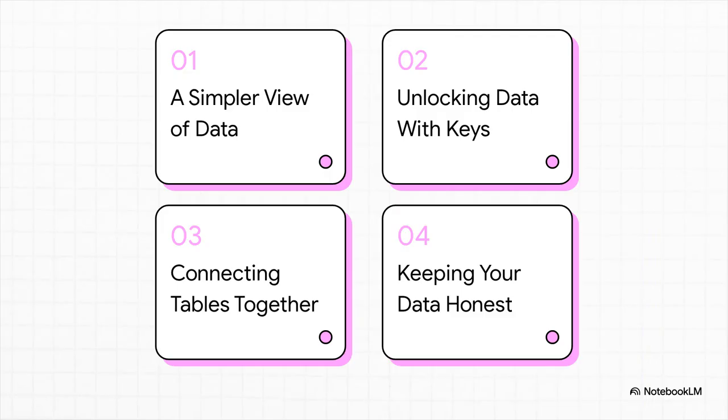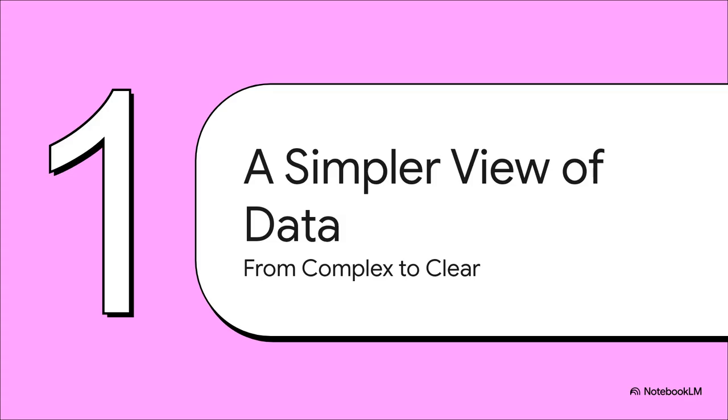We're going to build our understanding from the ground up, piece by piece. First, we'll look at how this model takes messy data and makes it simple. Then we'll see how we find exactly what we're looking for using special keys. After that, we'll connect all the pieces together. And finally, we'll talk about the rules of the road that keep all our data trustworthy. All right, first up, making data simple.